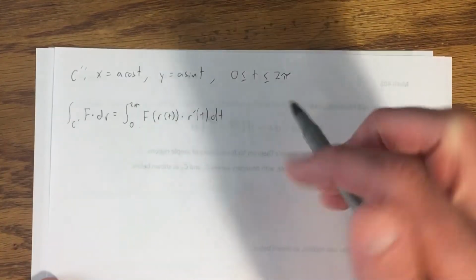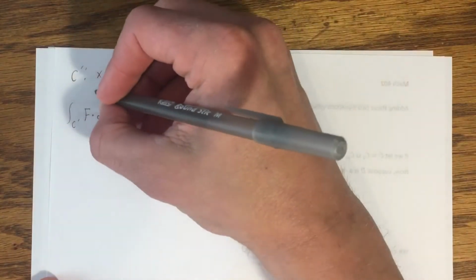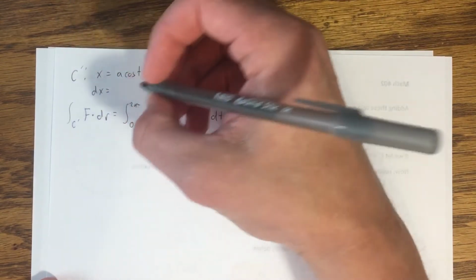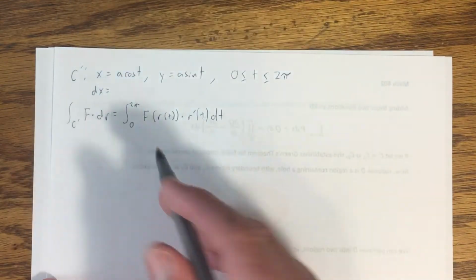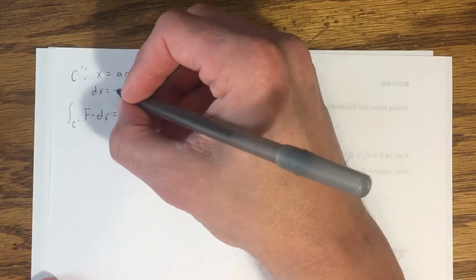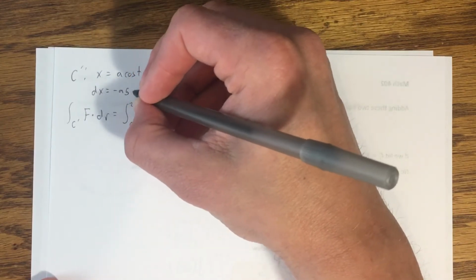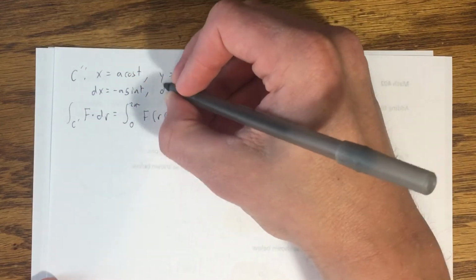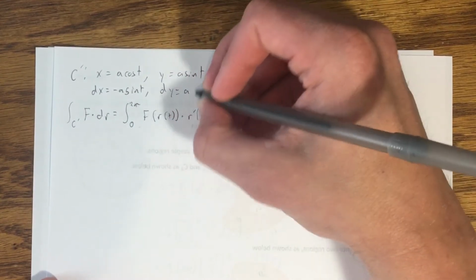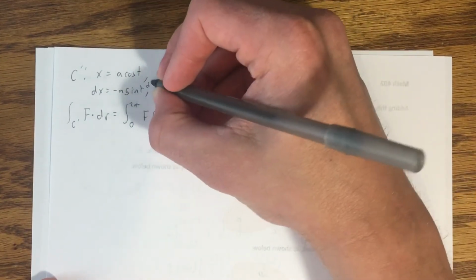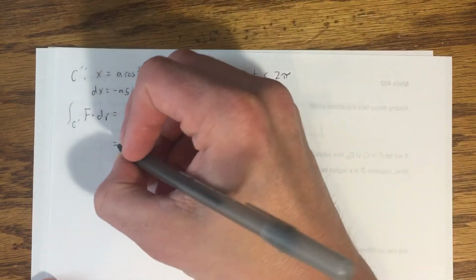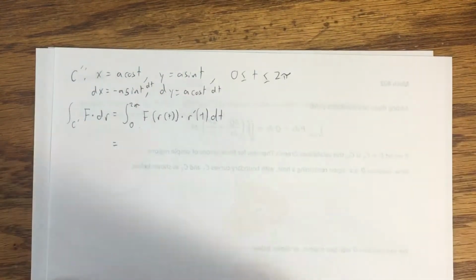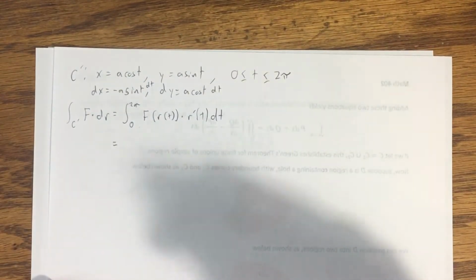So in order to get r prime of t, we're going to need dx and dy from this parametrization here. So let me sneak those in here. dx is going to equal negative a sine of t, dy is going to equal a cosine of t, and both of these have a dt attached.